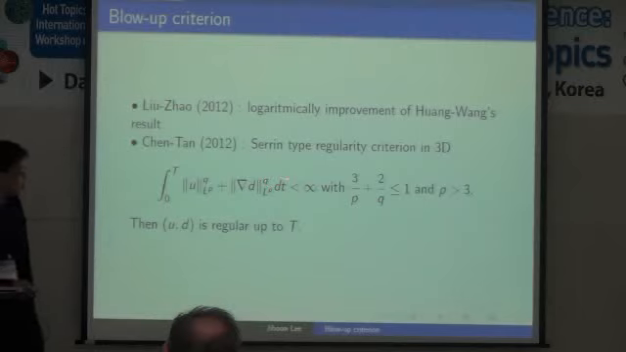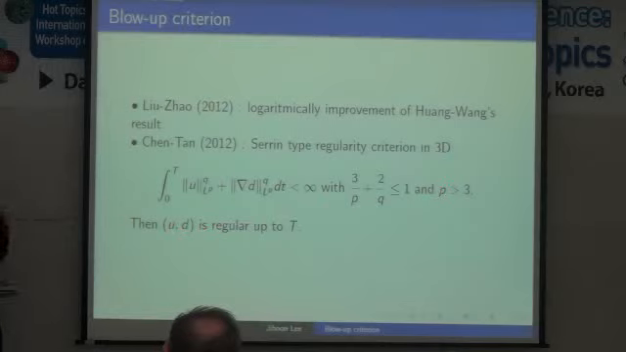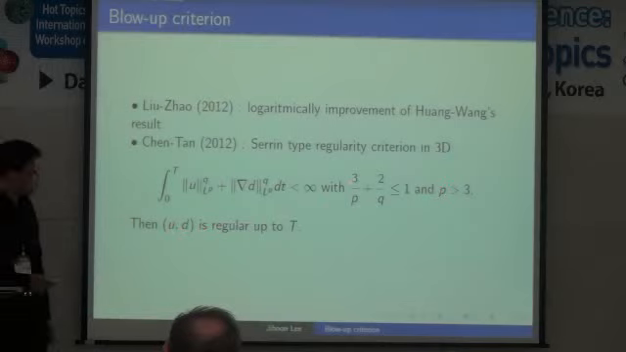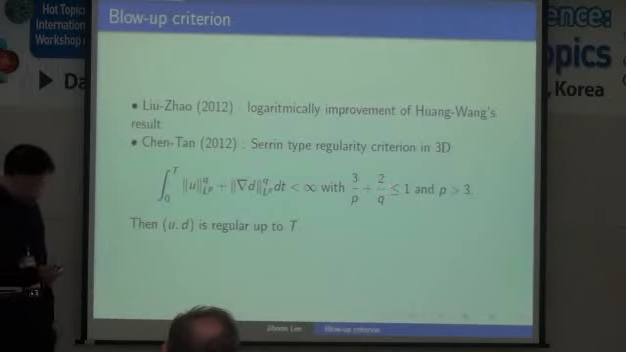This quantity is finite, and 3/P + 2/Q ≤ 1, and P > 3. Then the solution is regular up to time T. And I would like to mention that this is the scaling invariant class, 3/P + 2/Q = 1.